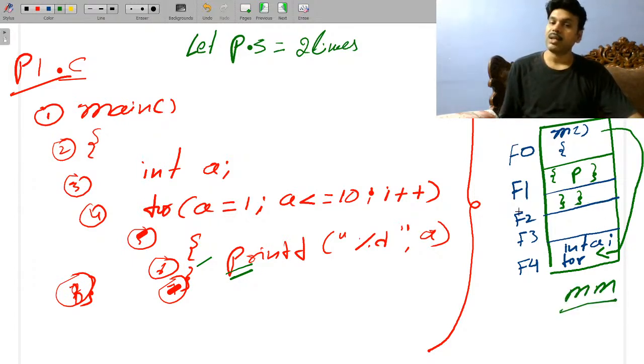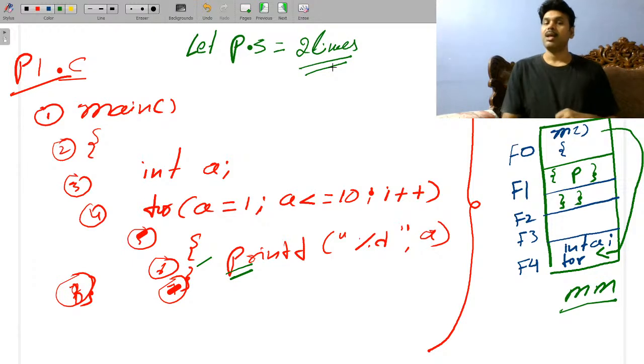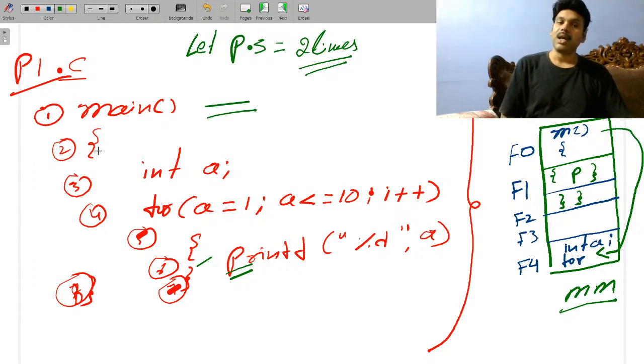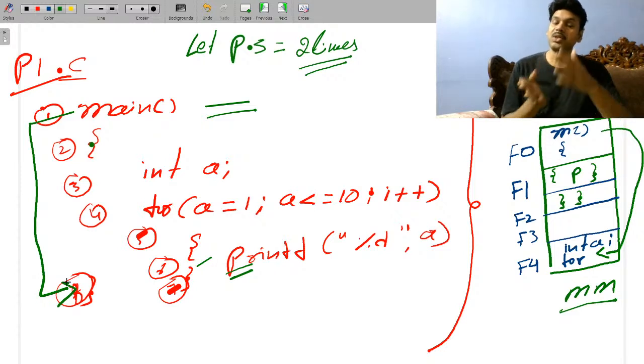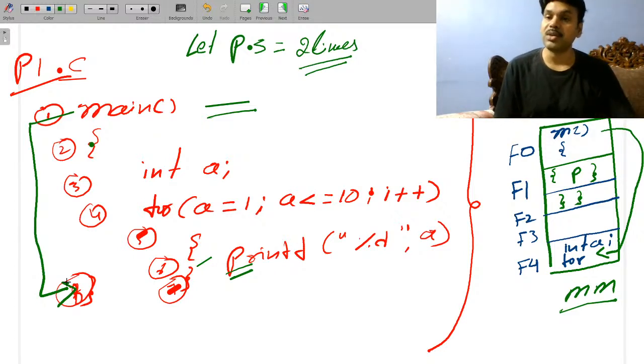As I am saying, your page size is only 2 lines of code, if you assume like that. But what a user thinks is that I have written only one function. The function name is main, and from this particular part to this particular part, it has to be loaded into memory as a single program. But what are we doing here? We are splitting your program according to the page size, which is decided by the MAR. MAR is nothing but the memory address register.